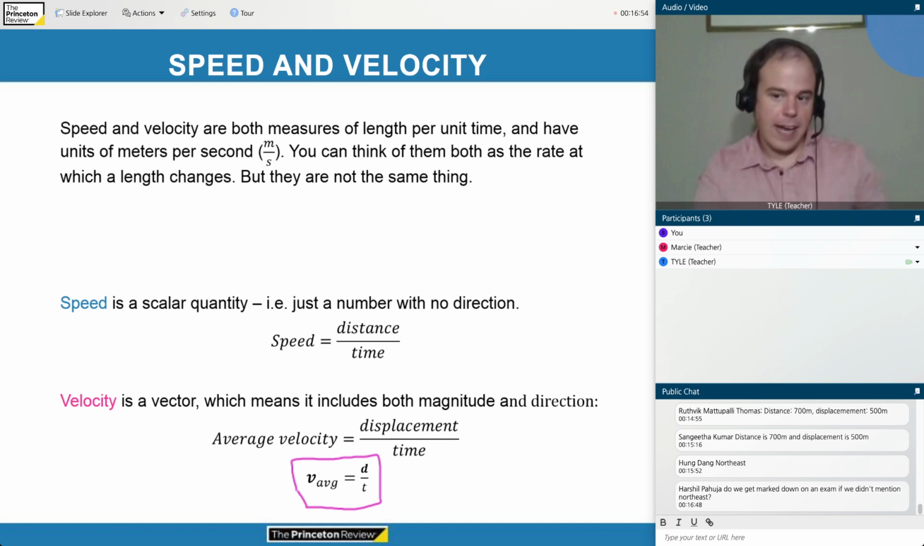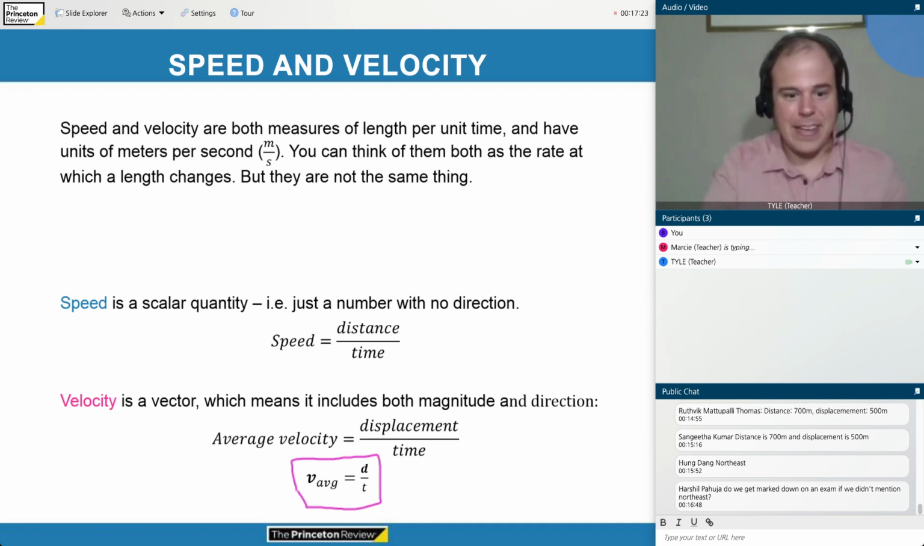I see that Harshal asked, would you get marked down on an exam if you didn't mention northeast? That depends on your teacher and how harsh they are, and perhaps also the way the question is asked. If the question just said, what is the magnitude of Thomas's velocity, then you could say the magnitude of the displacement is just 500 meters. But if it asks for the displacement, you should say that it's 500 meters to the northeast. And your teacher could mark you down if you didn't say so.